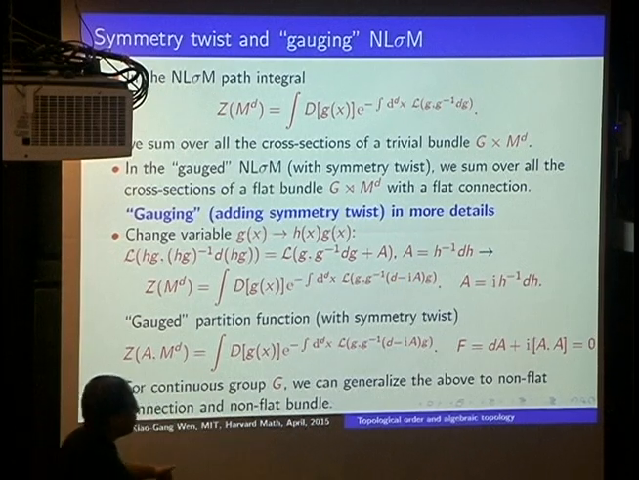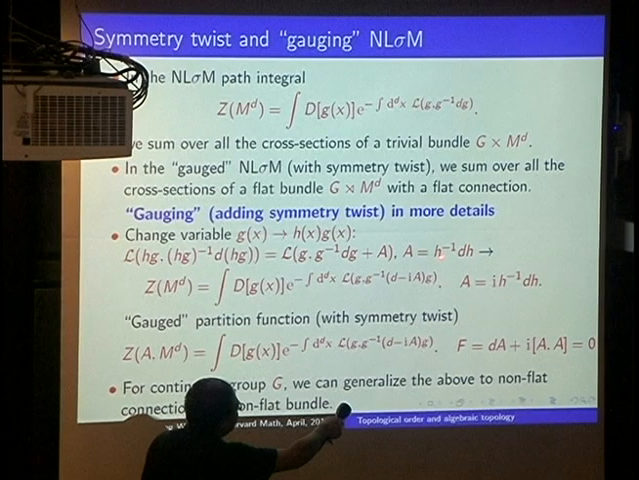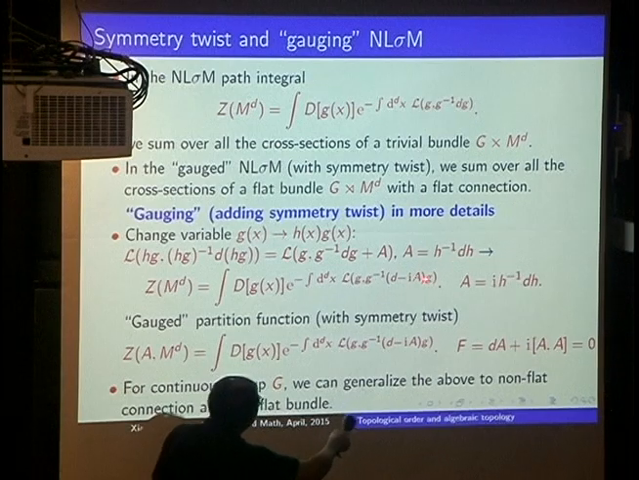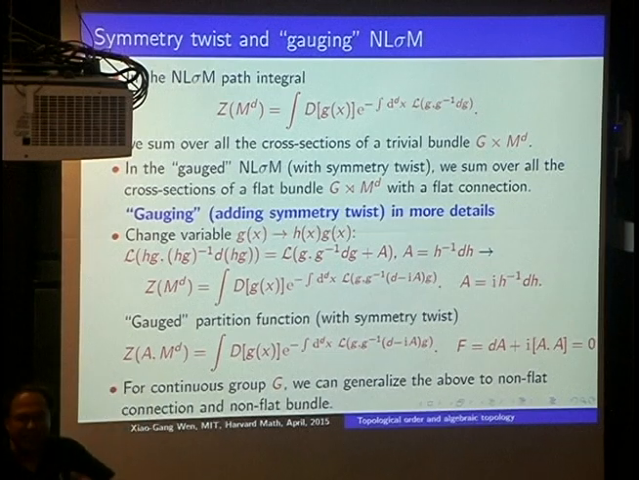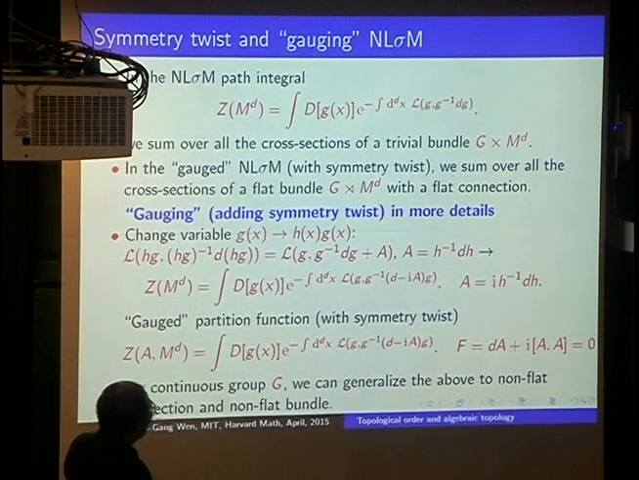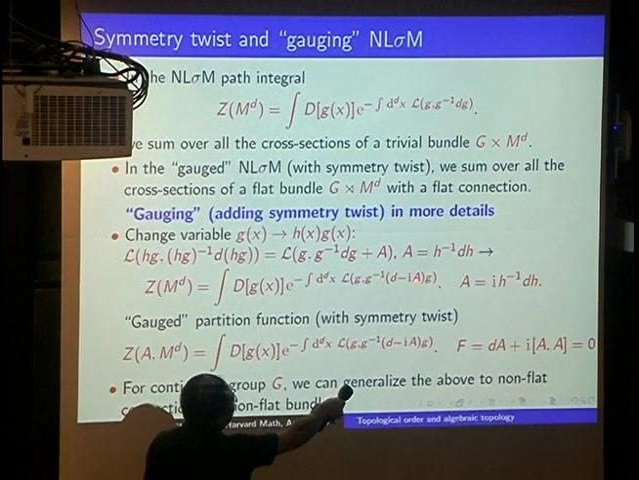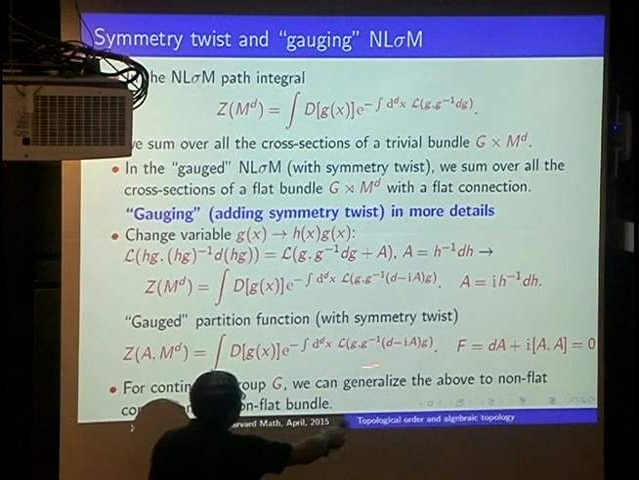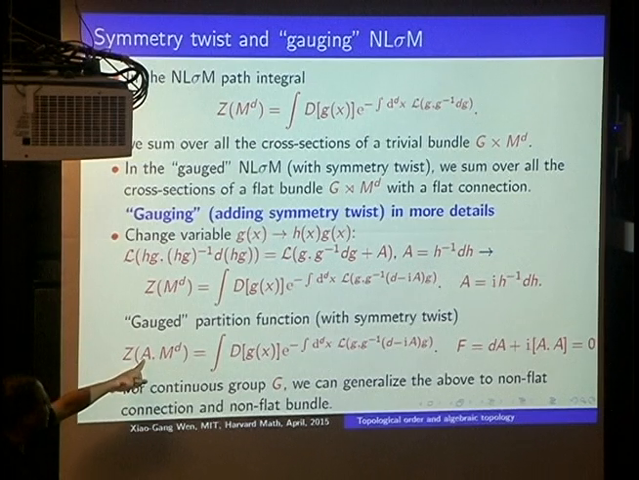This is called the gauging or the symmetry twist. If this gauge potential has this form, an exact one-form, then indeed the partition function is not changed. So even with this twist, even with this gauging process, the partition function does not change. But we can generalize this a little bit. We say this A is not an exact one-form. A may be a closed one-form. If A is a closed one-form, then this gauged or twisted partition function will change. So now we have this flat gauge connection on the manifold.